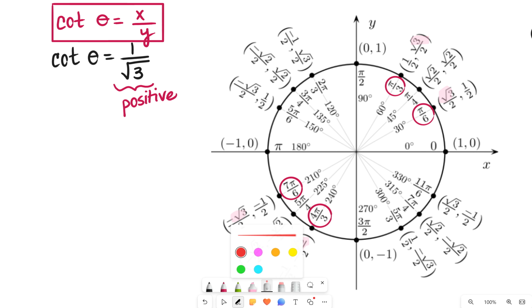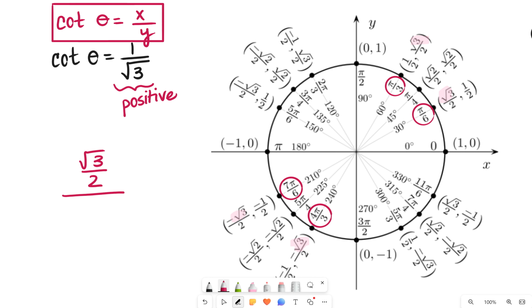So if I look at this angle right here first, this is my x, this is my y. So is square root of 3 over 2 over, that's my x, my y, 1/2, going to reduce to 1 over square root of 3? Well, watch how I do this. Square root of 3 over 1, and square root of 3 divided by 1 is square root of 3. That is not the same answer as that. So this here, x over y, is not going to work.